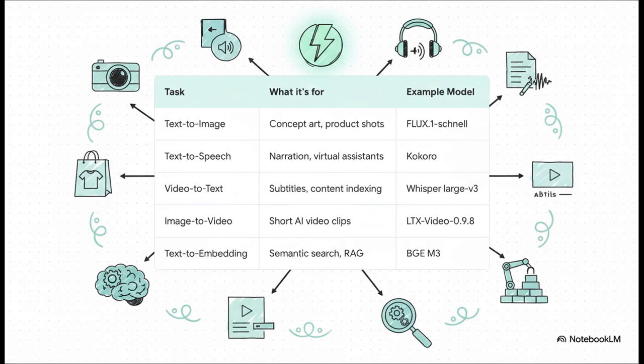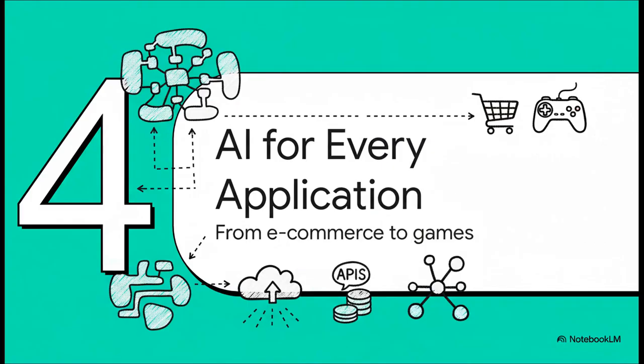Need to transcribe a bunch of videos? Video to text with Whisper is ready to go. You can even get into more advanced stuff like text to embedding for semantic search or RAG. It's a full toolkit for pretty much any AI feature you can dream up. All right, let's make this a little more tangible. We've talked about the tech, we've talked about the tools, but how does this stuff actually apply in the real world? Let's walk through a few specific use cases.